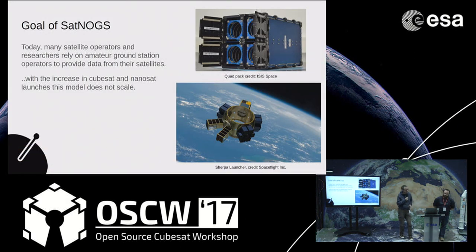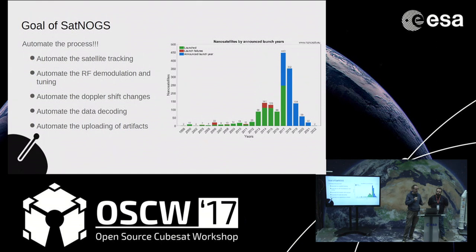So the goal of SatNOGS, I think, is rather simple, and I think in this room I don't have to advocate for the importance of gathering observation data for CubeSats and satellites in general. But also the goal of SatNOGS is to automate pretty much everything. As Arthur said before, we try to remove the human factor out of the whole process and automate as many things as possible, either on the side of the ground station tracking or even how we decode data, how we upload data, and how we verify data.